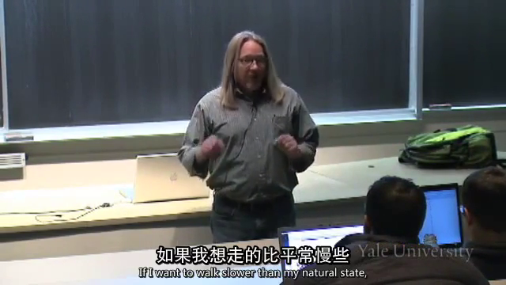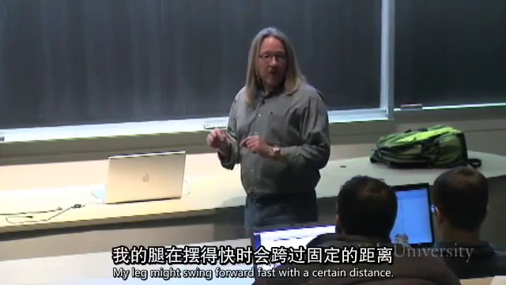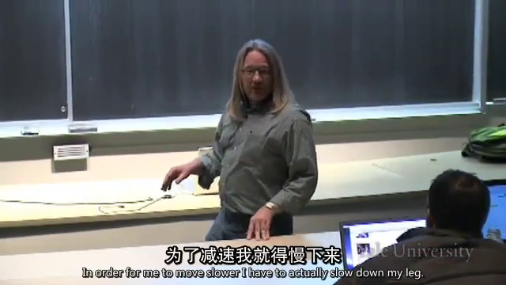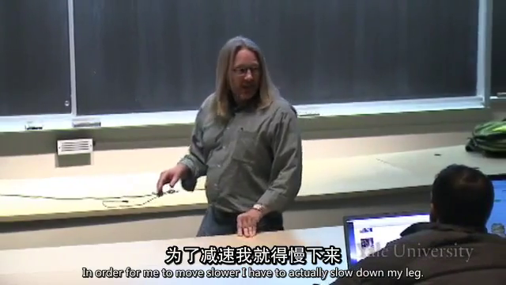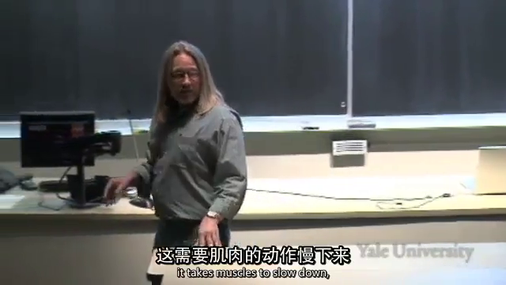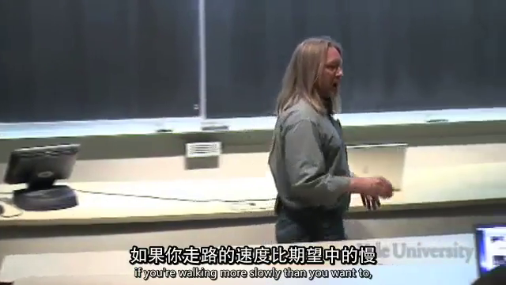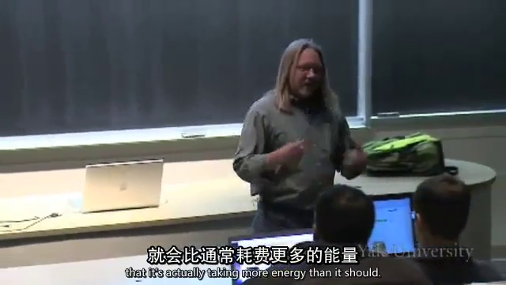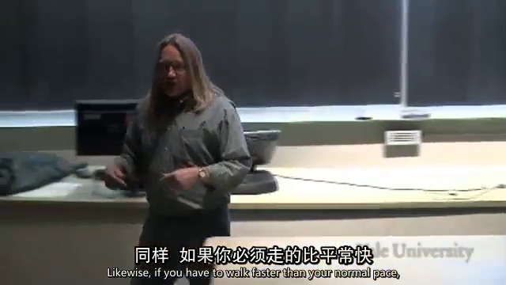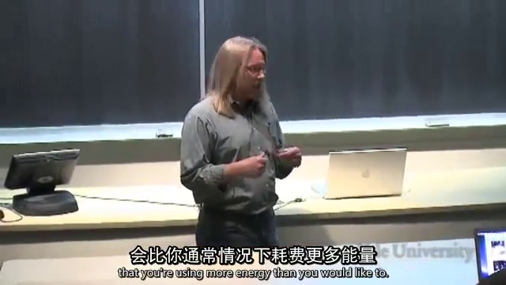If I want to walk slower than my natural state, I have to slow something down. So my leg might swing forward fast with a certain distance. In order for me to move slower, I have to actually slow down my leg. I have to slow down the swing forward. That takes energy. It takes muscles to slow down. And so sometimes you feel like, if you're walking more slowly than you want to, that it's actually taking more energy than it should. Likewise, if you have to walk faster than your normal pace, it will seem like and will be that you're using more energy than you would like to.